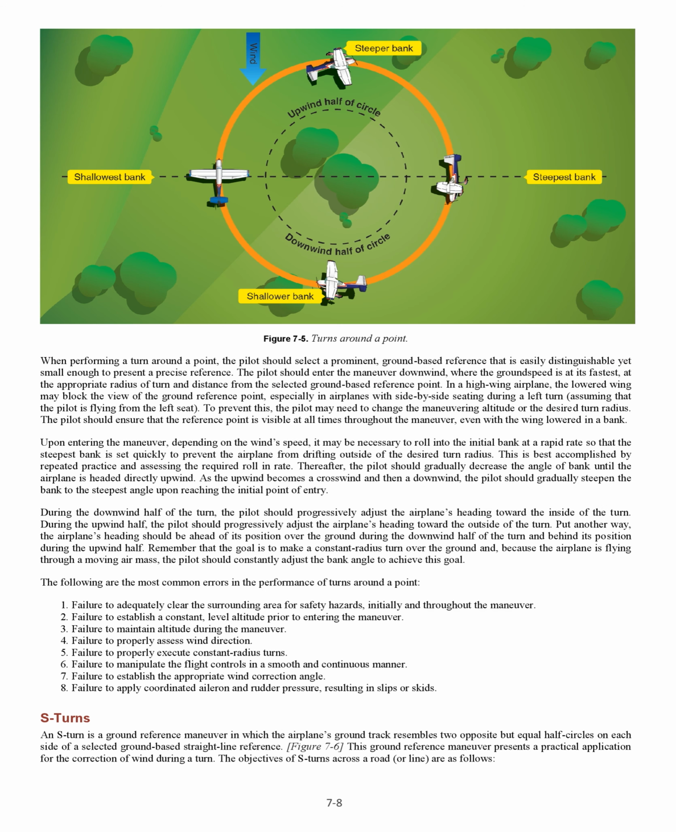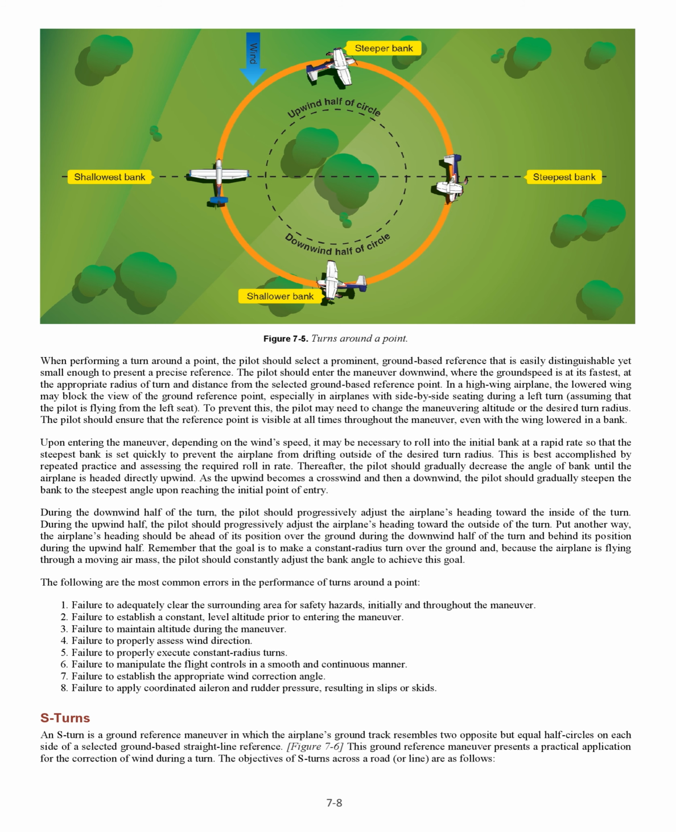When performing a turn around a point, the pilot should select a prominent, ground-based reference that is easily distinguishable yet small enough to present a precise reference. The pilot should enter the maneuver downwind, where the ground speed is at its fastest, at the appropriate radius of turn and distance from the selected ground-based reference point.